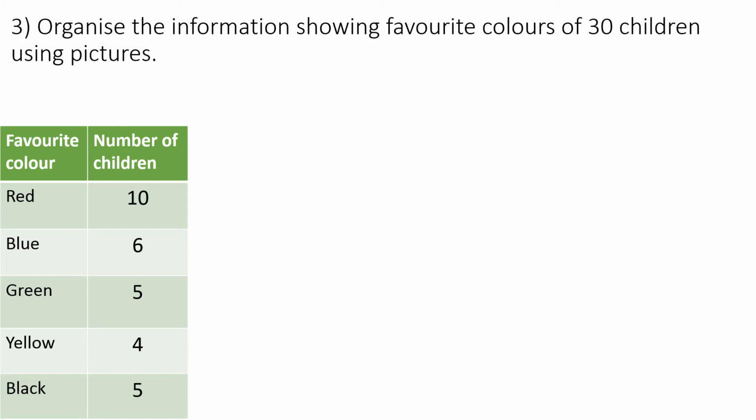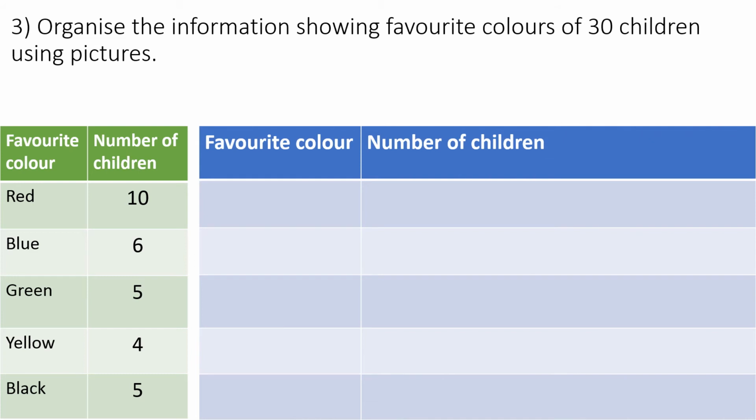The table shows red is the favorite color of 10 children. Blue is the favorite color of 6 children. Green is the favorite color of 5 children. Yellow is the favorite color of 4 children. And black is the favorite color of 5 children. Let us make the pictograph step by step.